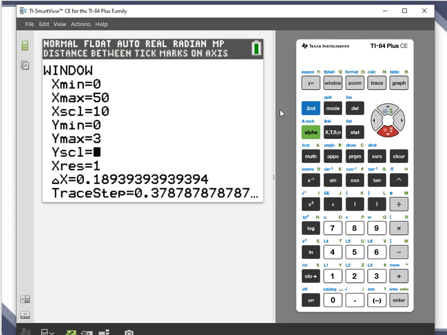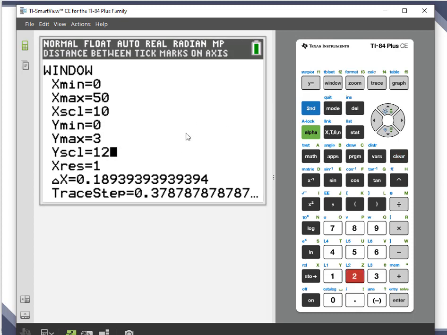So here, for Y scale, we want a lot of tick marks. We want maybe a similar number of tick marks. So we won't do 10 though. We'll do a multiple of 3 so we can sort of get in here. We'll do 12. I think that will look good. Don't worry about Xres or change in X or trace step for our purposes in this class.